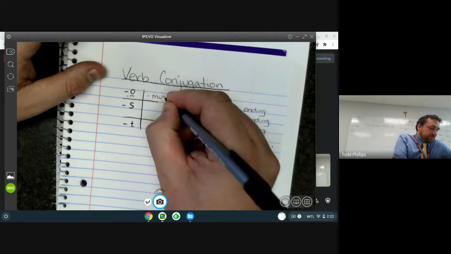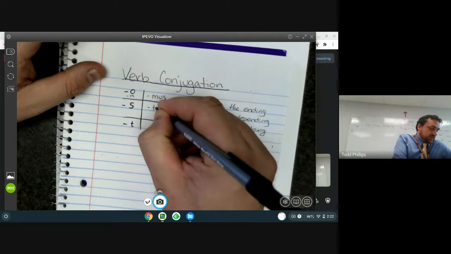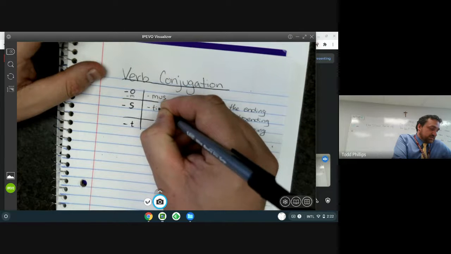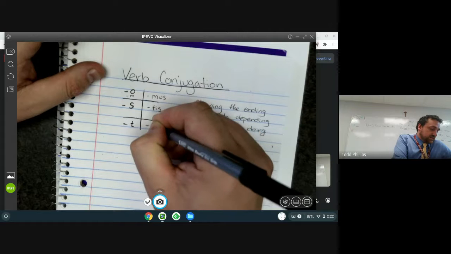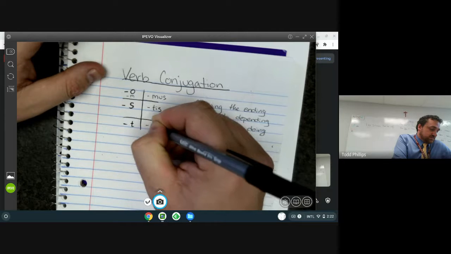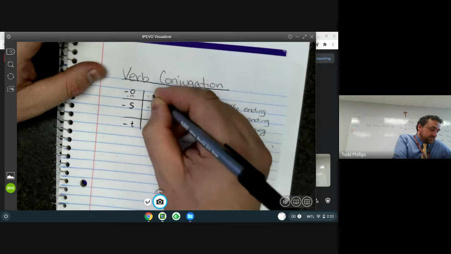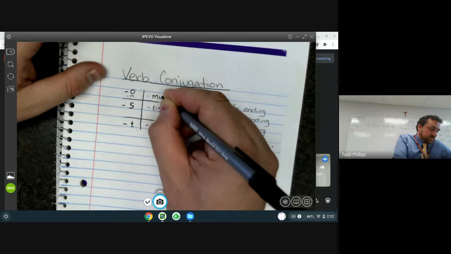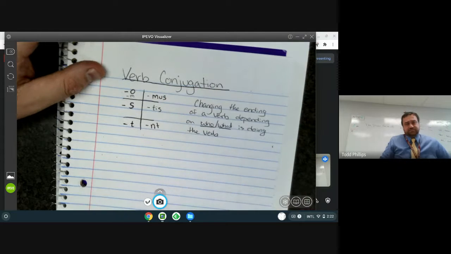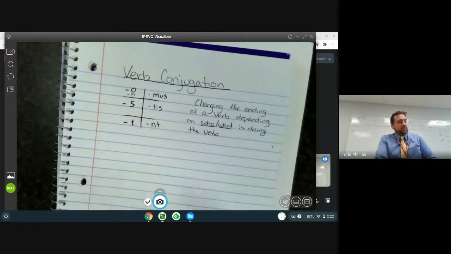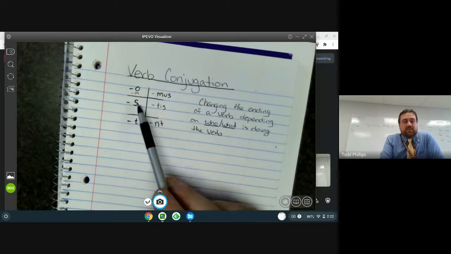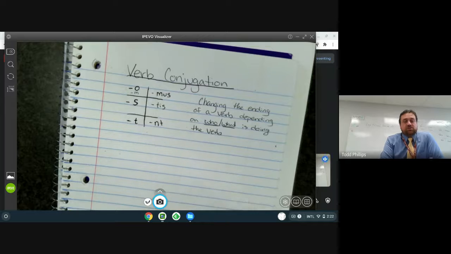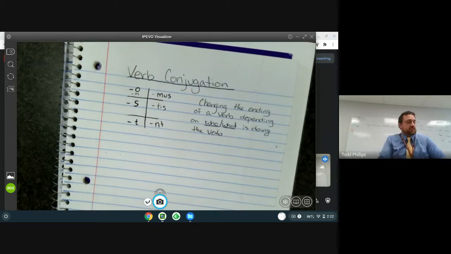Mus, tis, nt. So again, you need to be copying these down. And there's a reason that they go in this order in this 3x2 chart. Okay, here is the reason that they go in order.